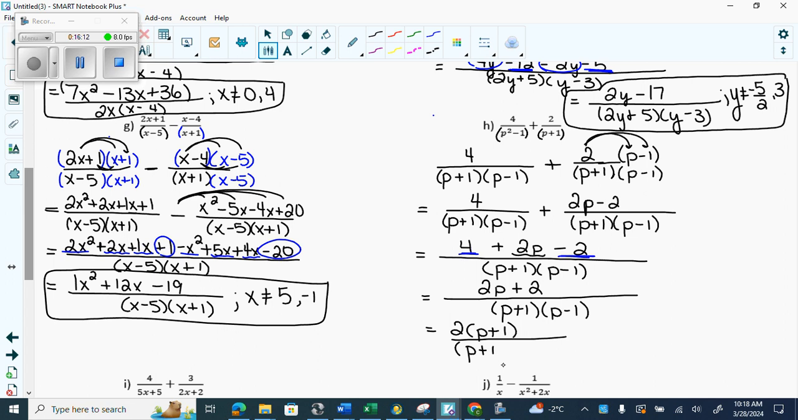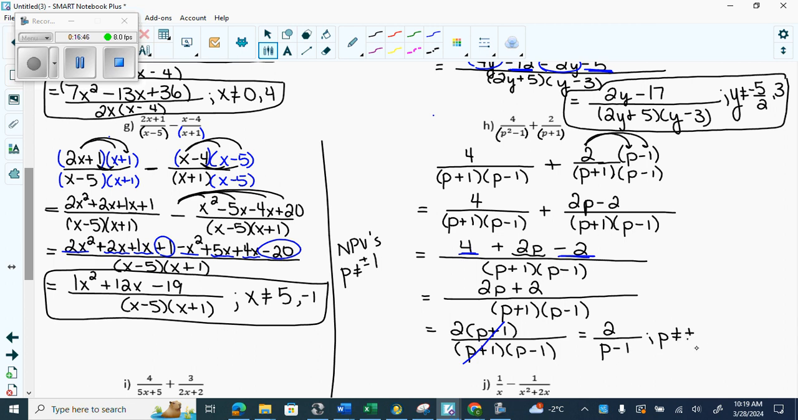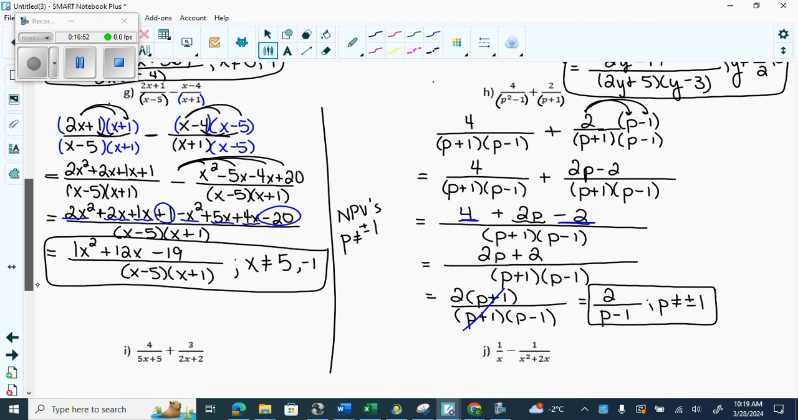But what do you have to do first? NPVs always before you cancel, correct? So what are my NPVs? P cannot equal negative and positive 1. Then I can cross those off, right? So I also state NPVs before I cancel. And then I'm left with 2 over p minus 1. P can't equal plus or minus 1.